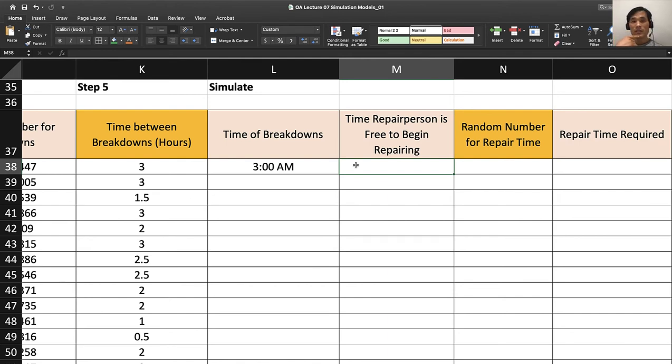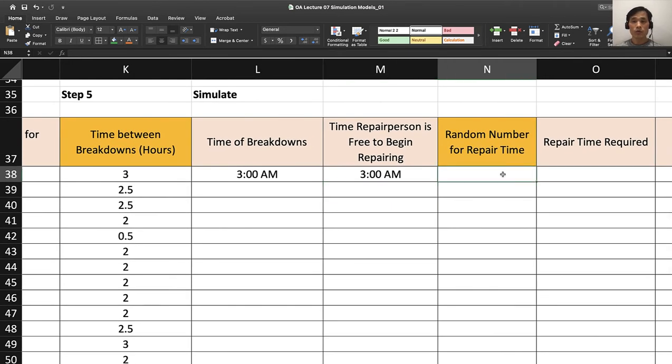Say they are working from midnight, then they are available to work at 3 a.m. So it's a no brainer. We are just going to say it's 3 a.m. It's the same because it's the first row. But for the second and third row, it could be different because they might be held up by a previous job.